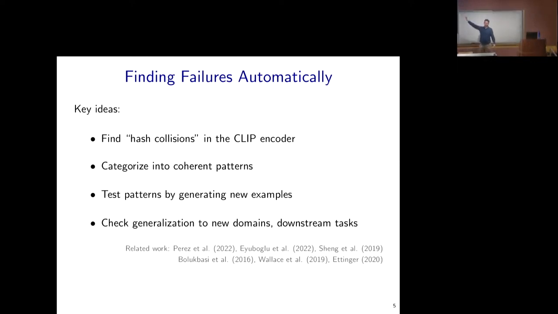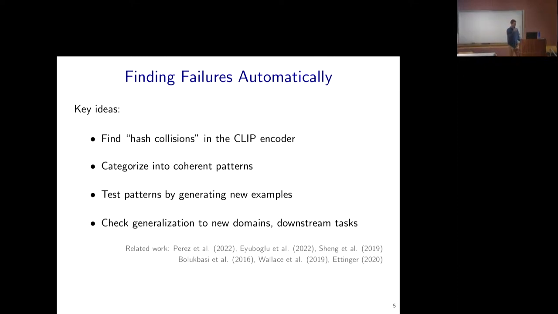You remember that CLIP is an encoder model, so it embeds inputs. The first thing we're going to do is find what I'm going to call hash collisions in this encoder, basically pairs of inputs that collide in the embedding space. This is a good source of potential errors, and it gives us a way of efficiently finding a lot of individual errors with the model. We're then going to use GPT-4 to categorize these errors into coherent, generalizable patterns, and then use these patterns to generate new example failures. In fact, you can even generate them in new domains that are totally different from the initial set of hash collisions you found.